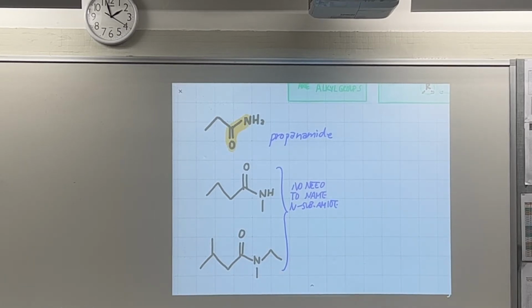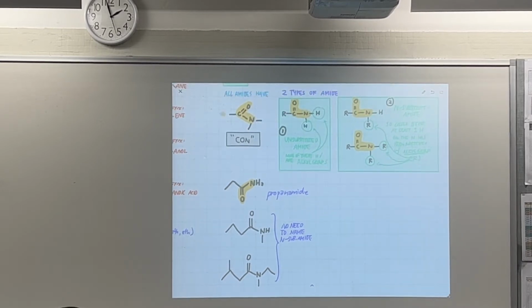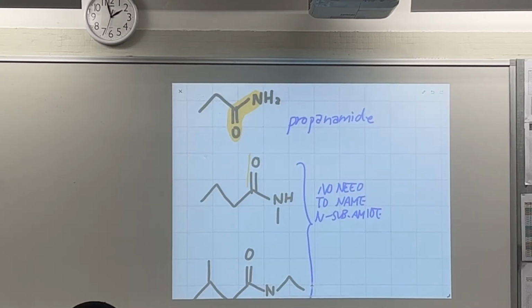Focus on the N. Is it unsubstituted or N-substituted? Unsubstituted. Because next to the N, what are they? They are H's. So this is unsubstituted. Now the second example: is this N-substituted or unsubstituted? N-substituted, because there's an alkyl group here. This is the carbon, CH3. Okay, this is the CH3 group.